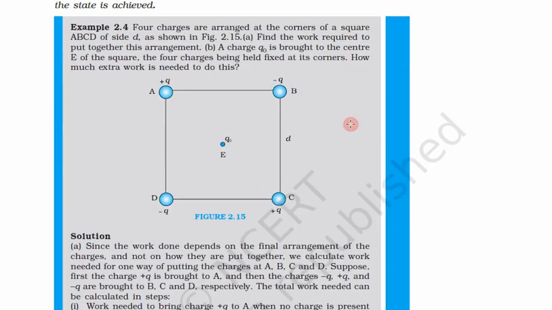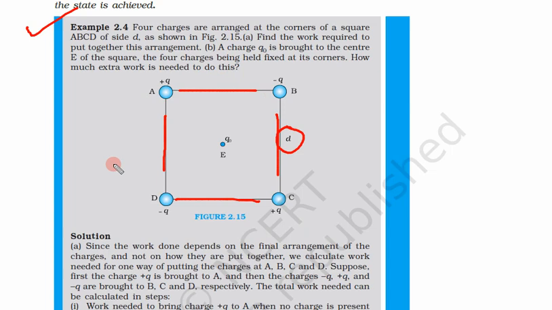Now let us see this example. This time we are bringing 4 charges. In example 2.4 we are bringing 4 charges, and they make a square. So we have 4 charges arranged at the corners of a square ABCD of side d. This is shown in the figure. Find the work required to put together this arrangement.